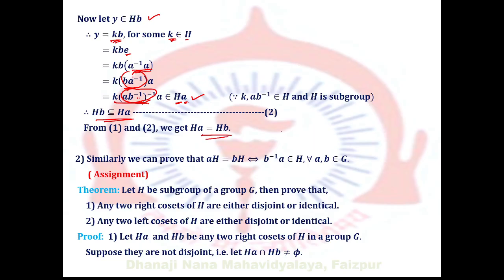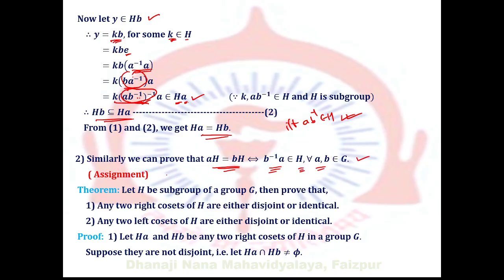So thus here we have proved that HA is equal to HB if and only if AB inverse belongs to H. So this one is very important result. Similarly we can prove that AH is equal to BH if and only if B inverse A belongs to H for all A and B belongs to G.